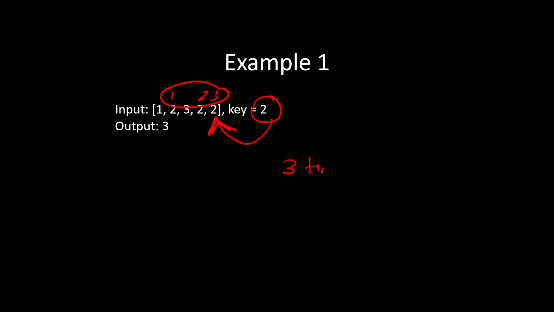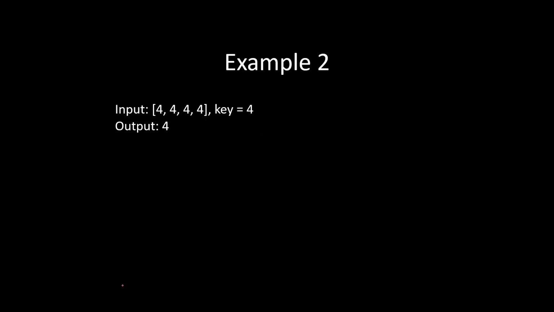So 3 times 2 has appeared in this array. Okay, so the output is 3. And similarly, you can see in the next question also the key is 4, and you have to tell how many times this 4 has occurred in this array. So 4 times. So the output is 4.